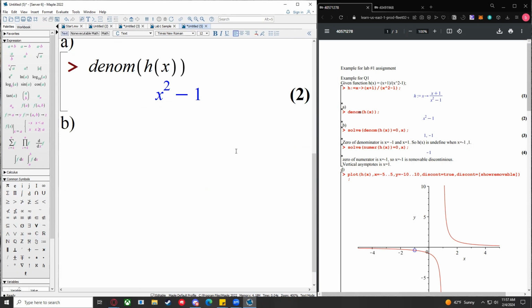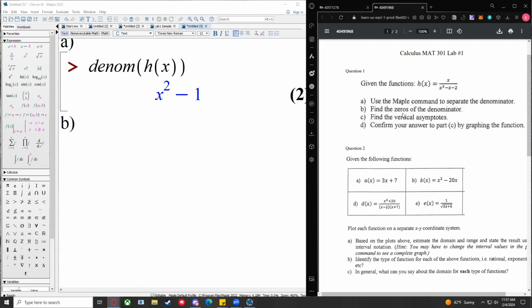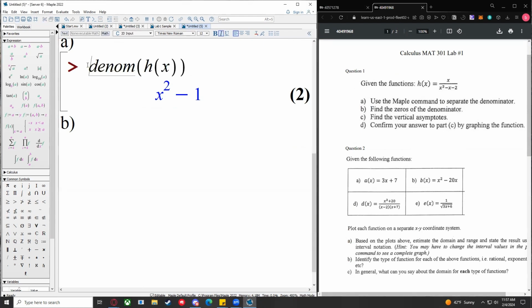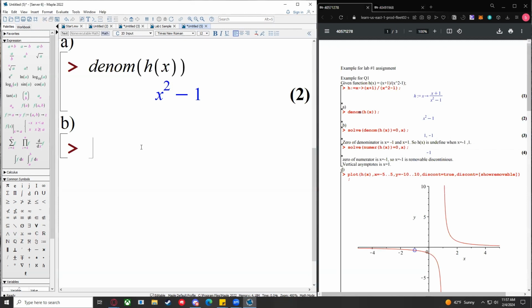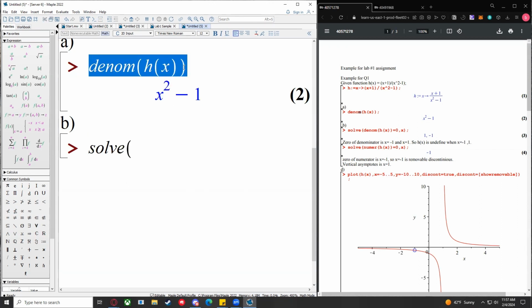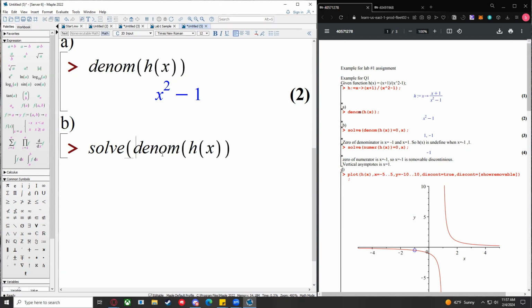And next we're asked to find the zeros of the denominator. Again, this is our denominator right here, the denom of h of x. So we want to find zeros, similarly to how we did it earlier with that other equation. We're going to use that solve command. So we can write solve, parentheses, and then we want to solve when this entire thing, which I just copied and pasted over, equals 0.